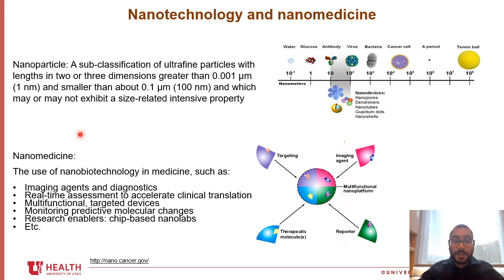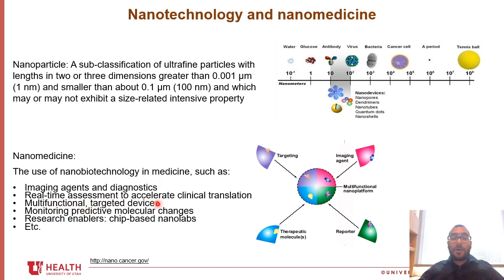Now, what is nanomedicine? The use of nanotechnology or use of nanoparticles in medicine, such as for imaging agents and diagnostics. For example, we use liposomes or different nanoparticles for imaging the tumors in the body. We use real-time assessment to accelerate clinical translation. For example, liposomes are often delivered to humans to see where the tumor is, to map the tumor in the body. We can use nanotechnology in medicine by using multifunctional targeted devices.